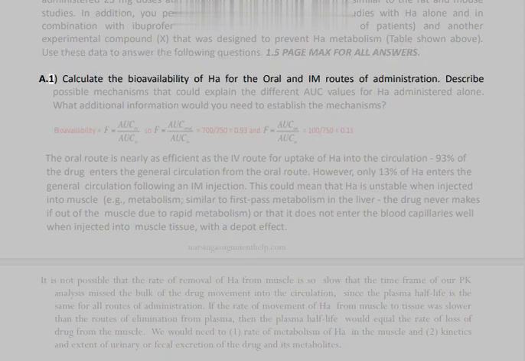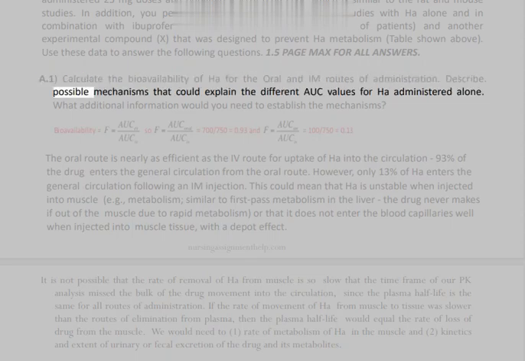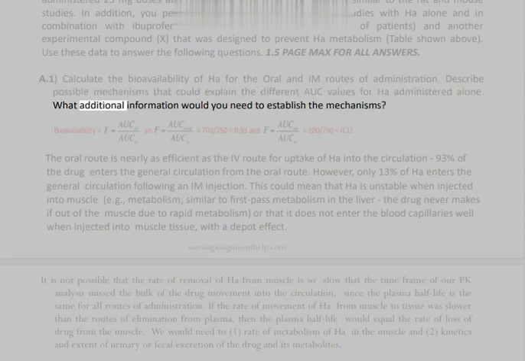At point 1, calculate the bioavailability of HA for the oral and IM routes of administration. Describe possible mechanisms that could explain the different AUC values for HA administered alone. What additional information would you need to establish the mechanisms?